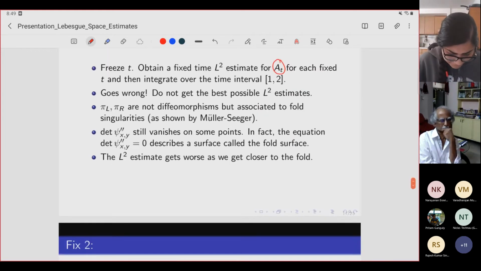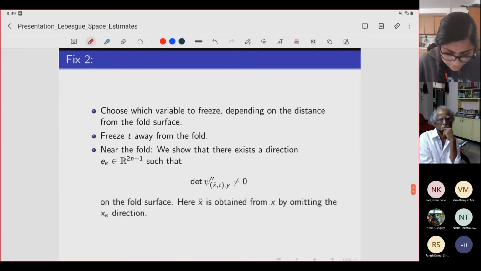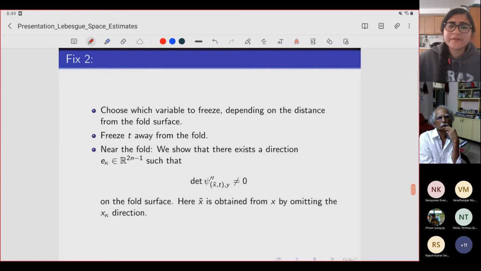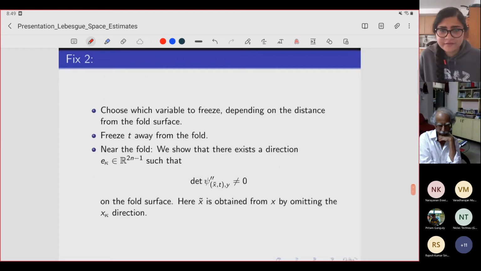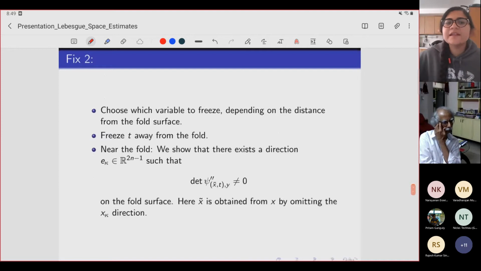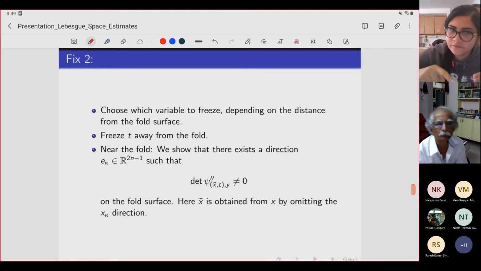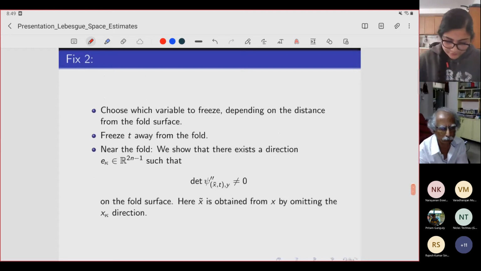All right. So then what to do next? So then there's another fix. We know that the fixed time estimates go very, very bad when you go near the fold surface. But you now have an extra variable t. You don't need to be in the fixed time regime. So why not use that time variable? So what we do is we have a choice. We have 2n plus 2 variables. Let's choose which variables we want to look at the rotation or the mixed Hessian in. So choose which variables to freeze. And this choice will depend on how far or near you are from the fold surface. Because again, the fixed time estimates go bad near the fold surface. So you have to make a decomposition like that.